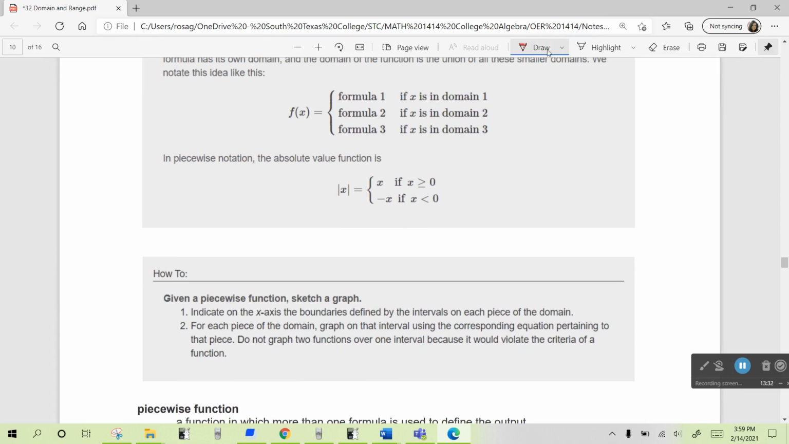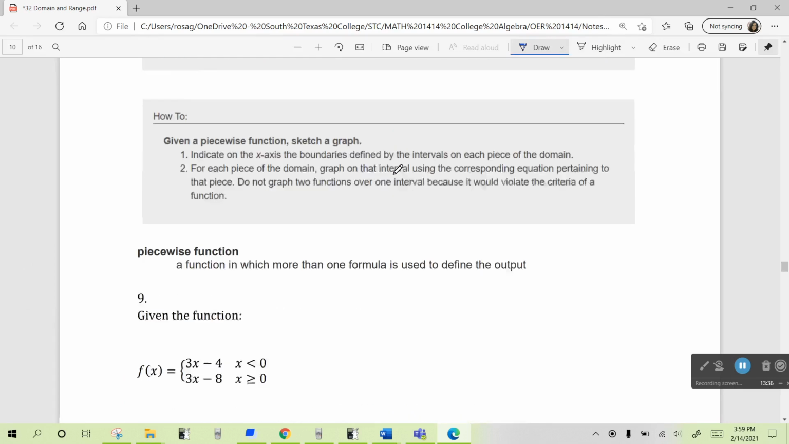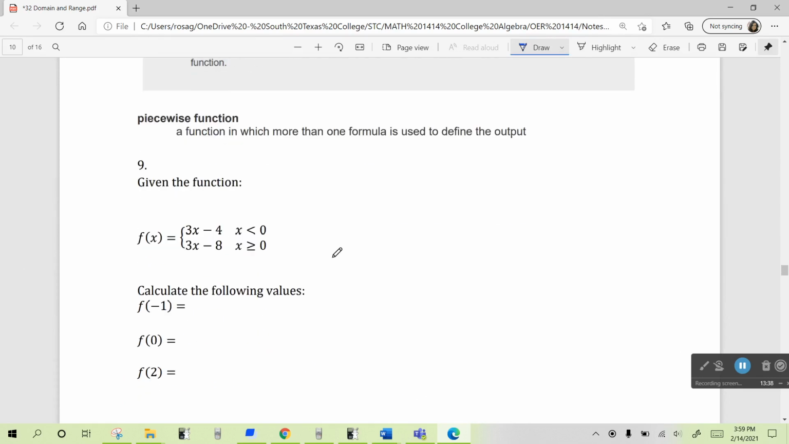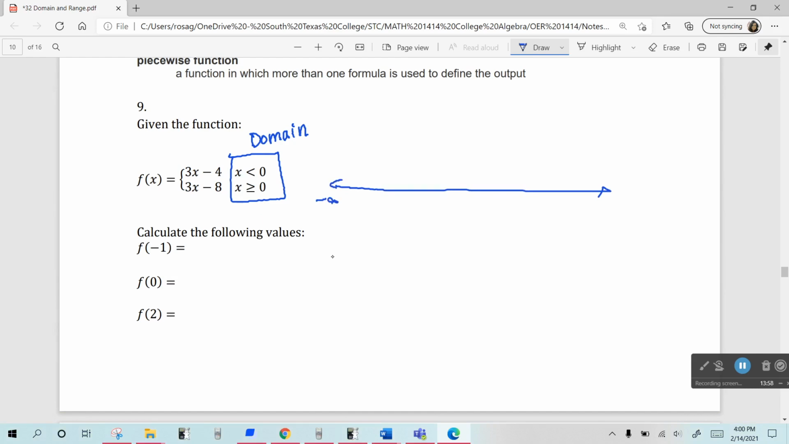Piecewise functions are functions that are broken into parts, basically pieces of functions that you pair together. Here's an example. This part here is the domain, which means for any x that is less than 0, you use this one. For any x that is greater than or equal to 0, you use the second one. Another way to do it is to create a number line and break it up at that number.